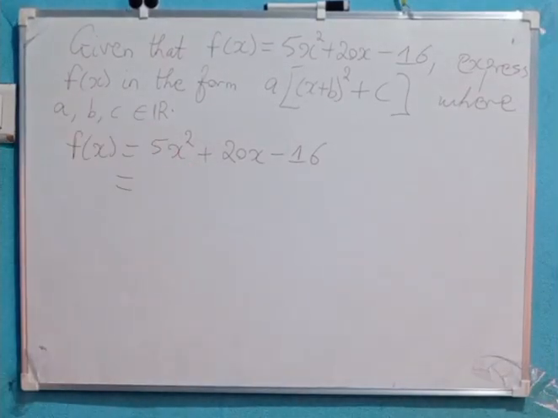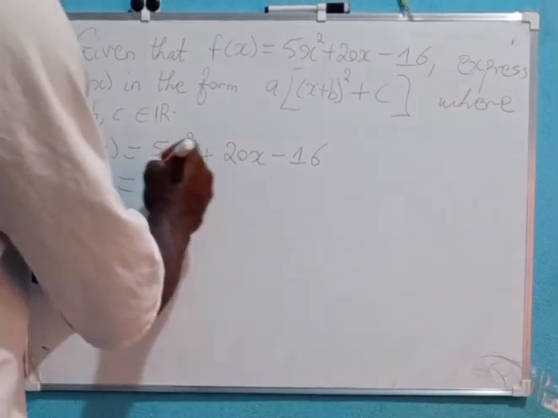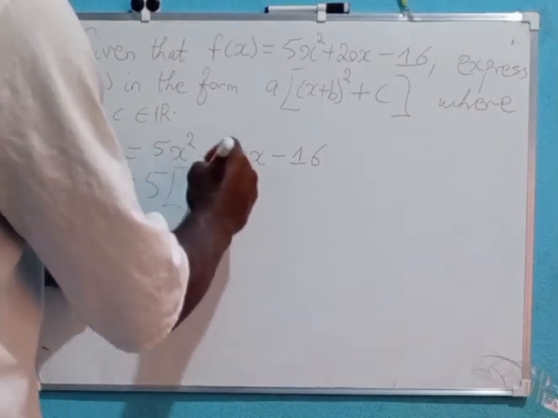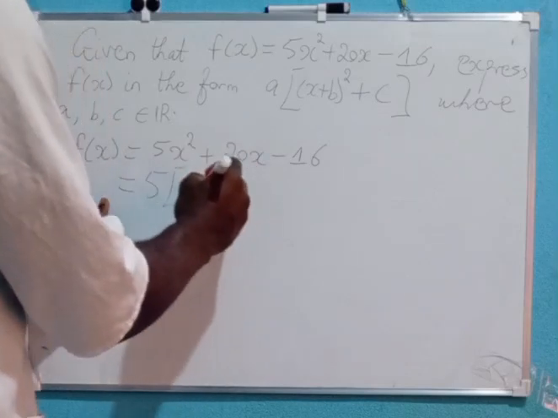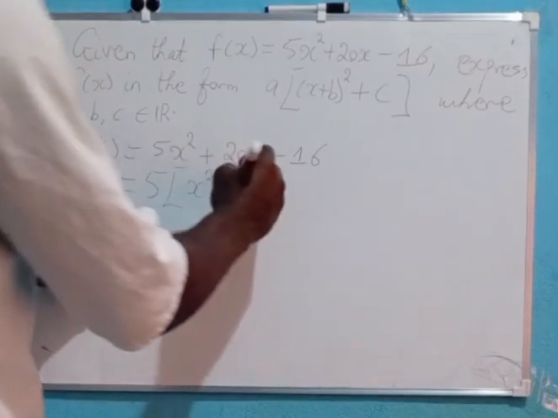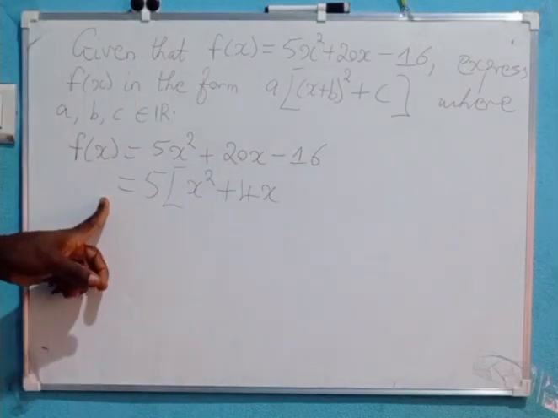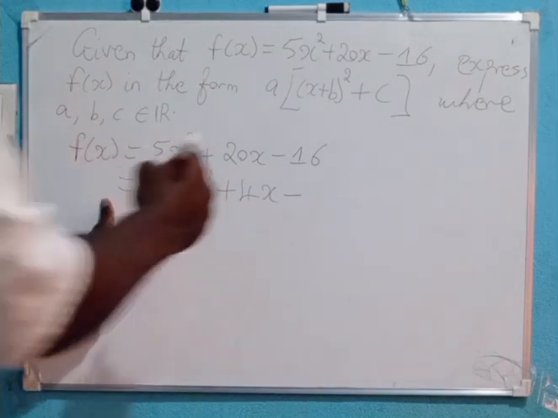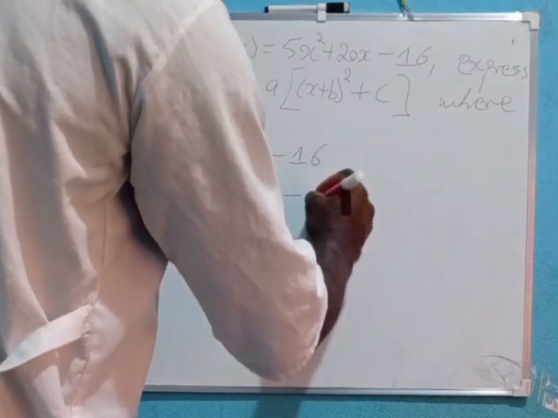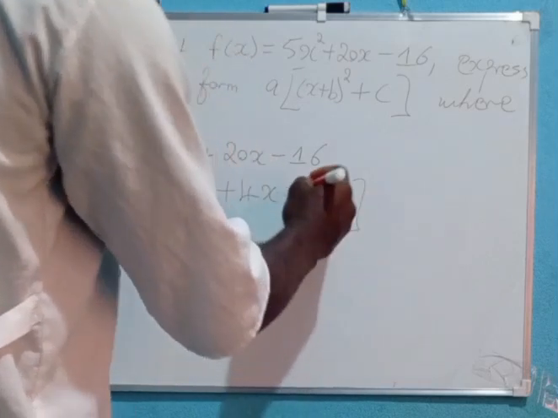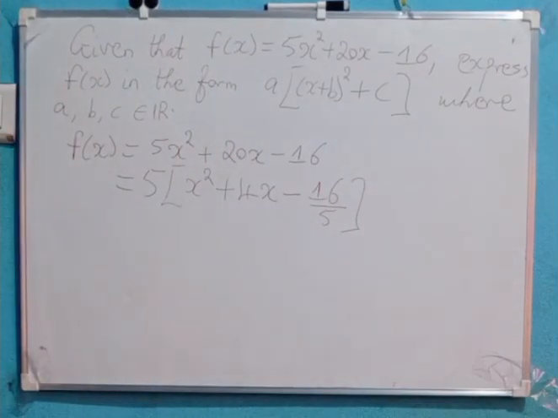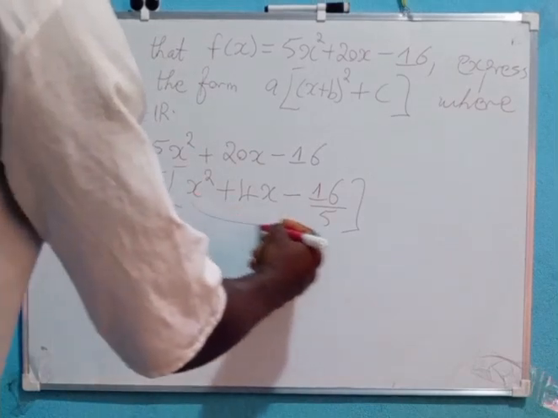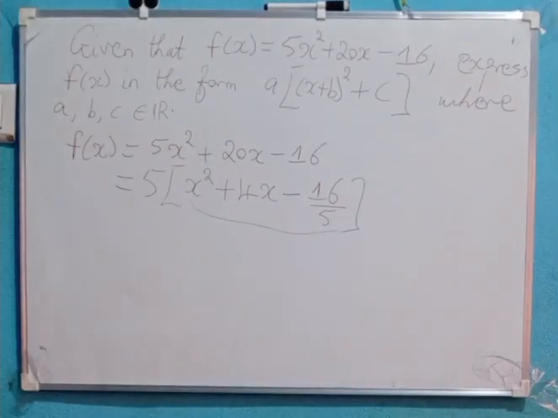Take the function f of x is equal to 5x squared plus 20x minus 16. You'll see that the coefficient of x squared is different from 1, it is 5. We are going to start by factorizing 5. 5 times x squared gives us 5x squared, plus 5 times 4x gives us 20x, minus, if we take 5 times 16 over 5, this will give us negative 16. We are going to take what we have in the bracket, then we factorize it by making use of completing the squares.